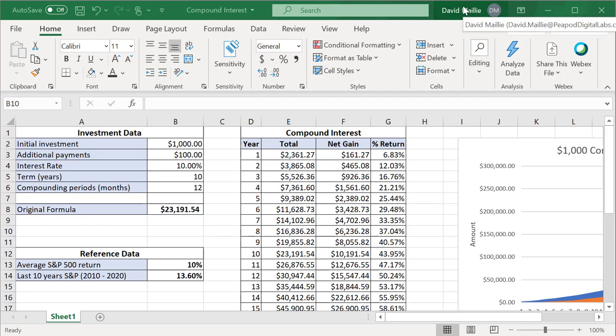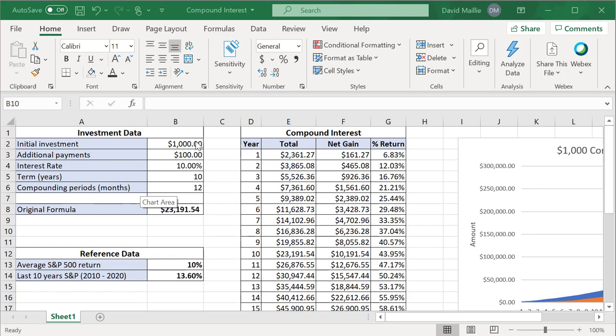Today we're going to do something really cool. I'm going to show you how to do compound interest and future value calculations in Excel. So let's get started. Right here we have investment data. I have initial investment, additional payments, interest rate, term years, which is 10, and compounding periods, months, 12.